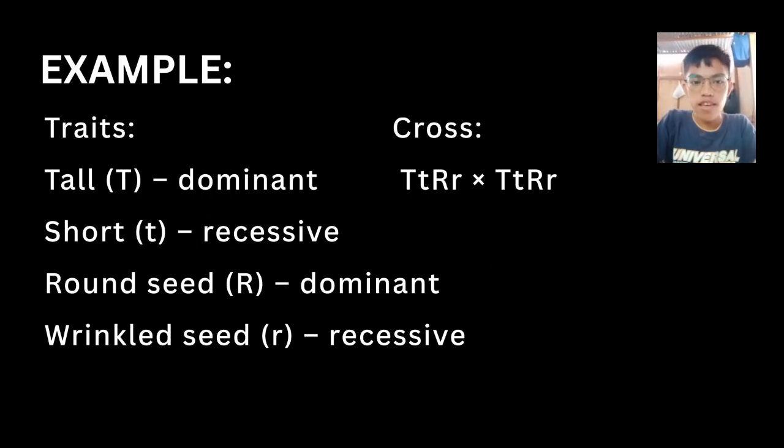So here's the trait. Tall, which is dominant, capital letter T. Short, recessive, small letter t. Round, dominant, capital R. And wrinkled seed, recessive, small r. With a cross of capital T, small letter t, capital R, small letter r, cross to capital T, small letter t, capital R, small letter r.